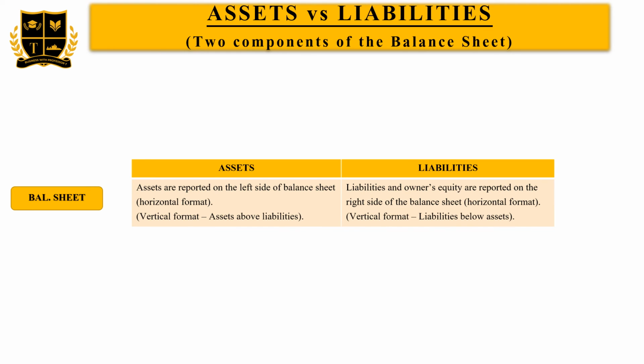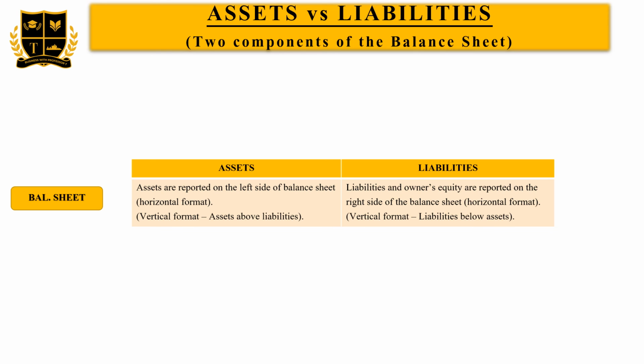Last but not least, we look at how an asset and liability is presented in the balance sheet and how you can understand the balance sheet using the two components, putting everything that we've covered in this video into practice. An asset is reported on the left side of the balance sheet on a horizontal format. On a vertical format, it's assets above liabilities.